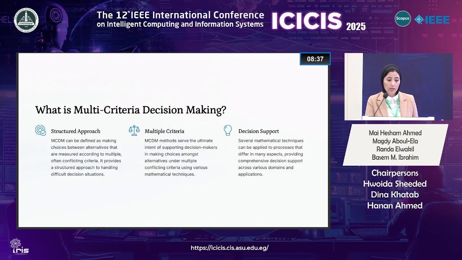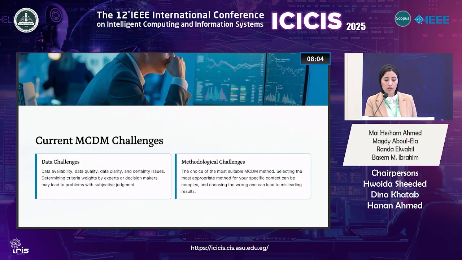What is multi-criteria decision making? It's a structured approach we use to choose between alternatives. These alternatives are measured through multiple and also conflicting criteria. This is done through several mathematical techniques. Multi-criteria decision making has more than 200 different mathematical techniques. Each one is different in some aspects, providing a comprehensive decision support process through various domains and applications.